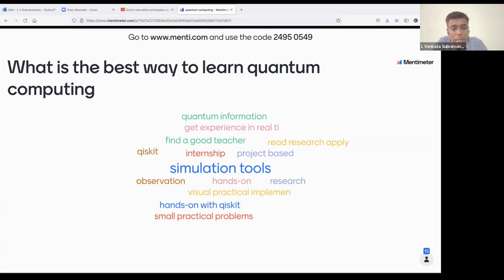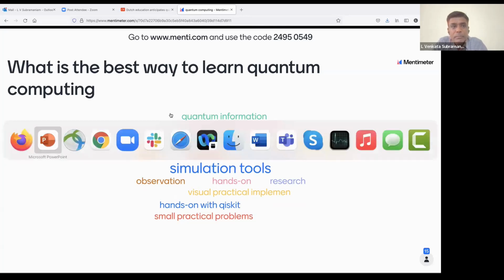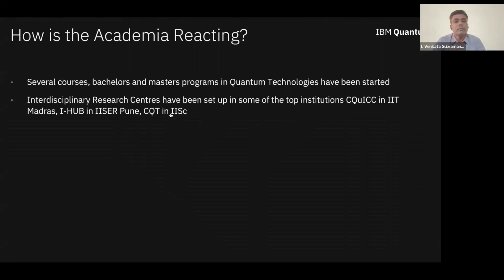So I'm going to go back. Okay, so what is happening today in India, right? There are several courses that have started, whether online, whether in universities, whether they are master's programs, bachelor's programs, and many centers have also come up in different universities across India, right?